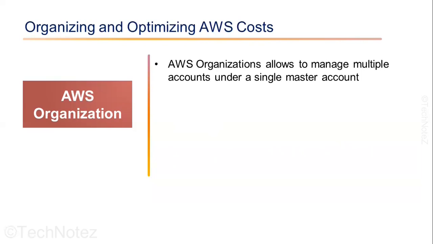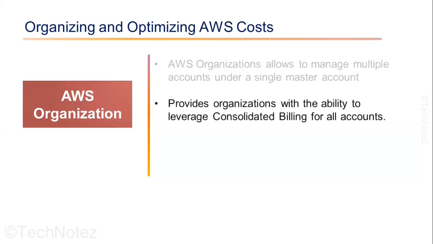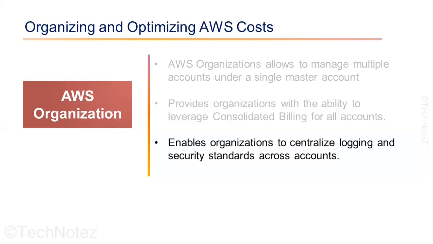So instead of doing what we mentioned earlier with department and having HR, for example, as one of the departments, we can actually create a completely separate AWS account for HR under a master account. It provides organizations with the ability to leverage the consolidated billing for all accounts. So this means that even if you have 100 different AWS accounts using AWS Organizations under a single master account, you only get one bill. And we can see within that bill a breakdown of our cost by account. It enables the organization to centralize logging and security standard across the accounts.